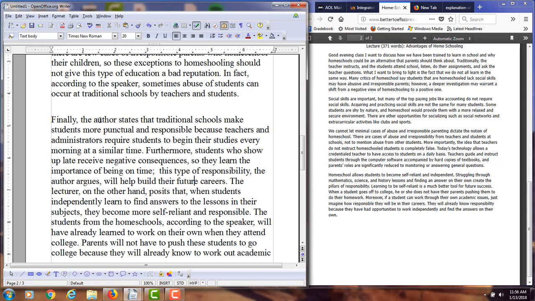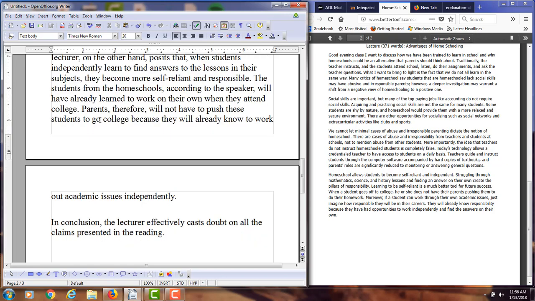The lecturer, on the other hand, posits that when students independently learn to find answers to the lessons in their subjects, they become more self-reliant and responsible. The students from the homeschools, according to the speaker, will have already learned how to work on their own when they attend college. Parents, you could probably say, cause effect. Parents, therefore, will not have to push these students to go to college because they will already know how to work out academic issues independently.